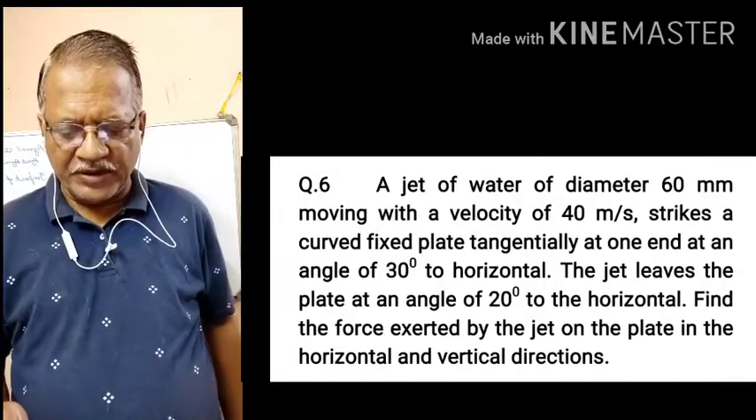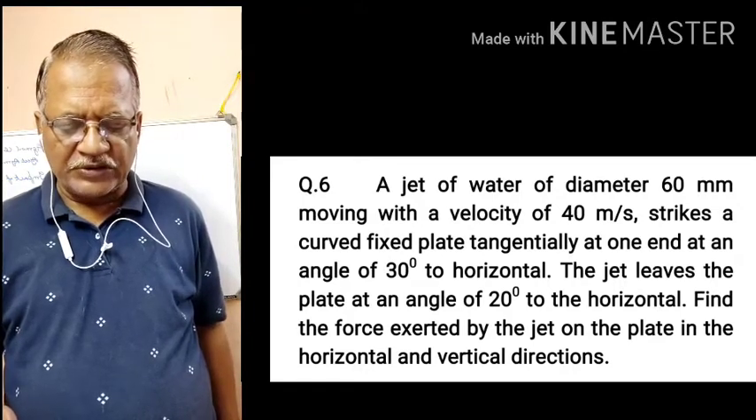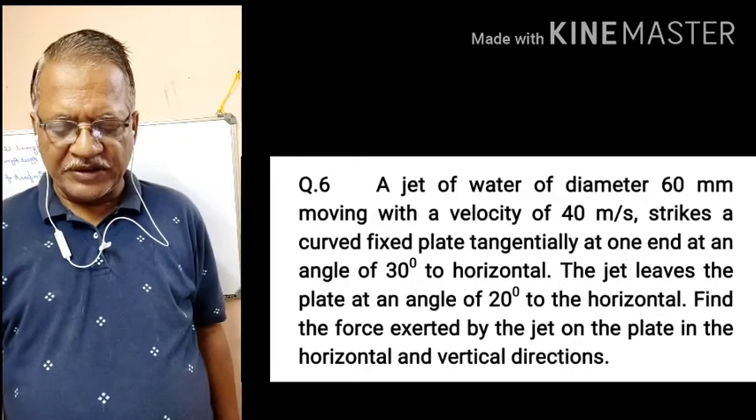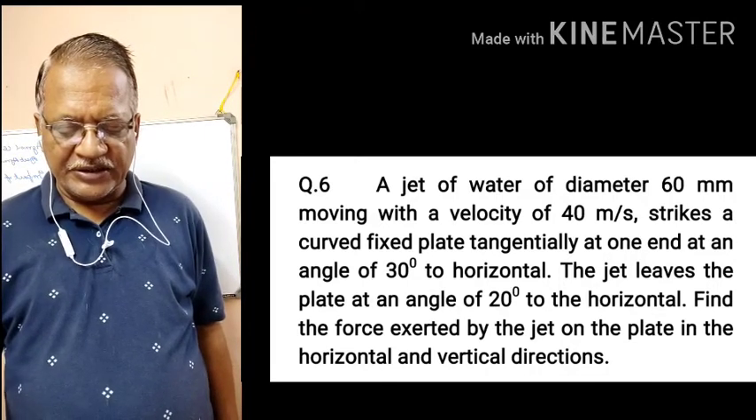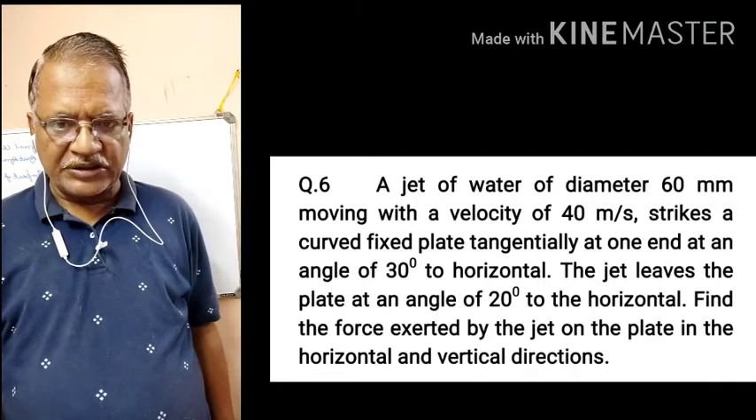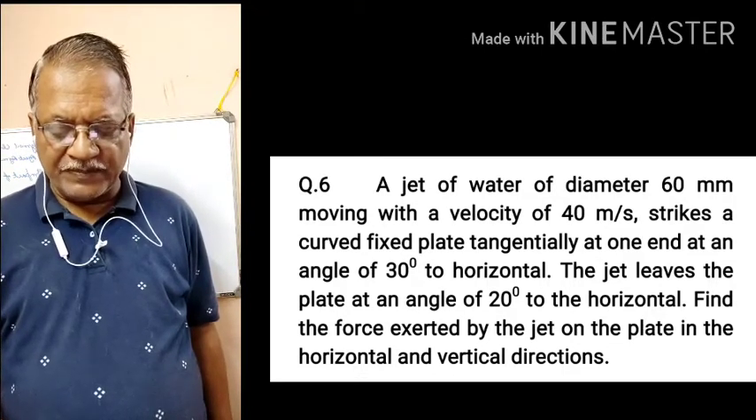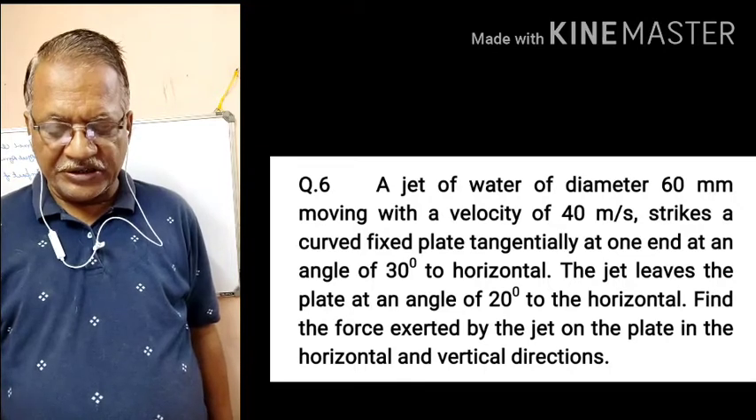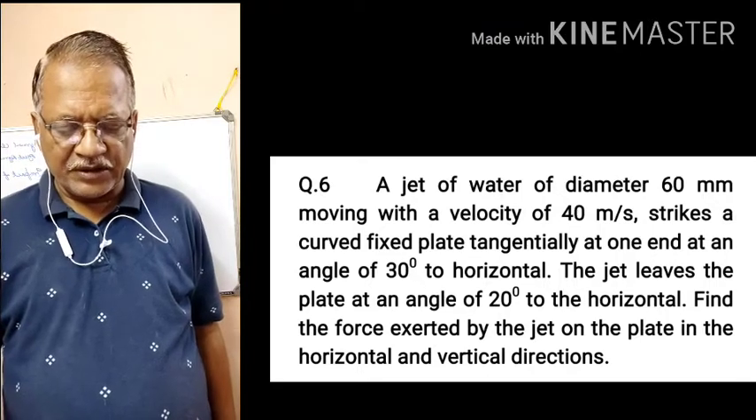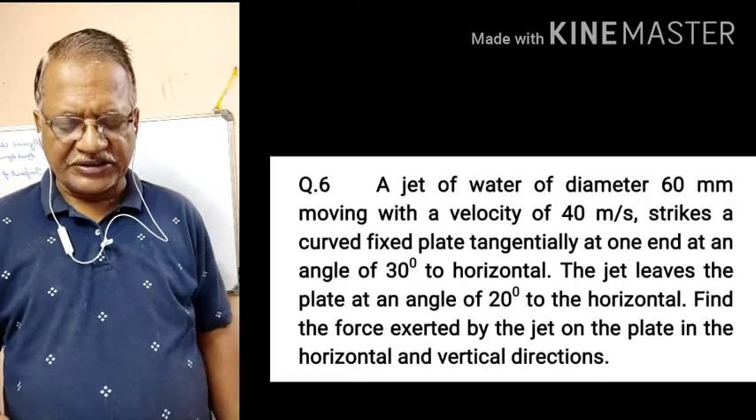Question number 6. A jet of water of diameter 60 mm moving with a velocity of 40 meter per second strikes a curved fixed plate tangentially at one end and at an angle of 30 degree to horizontal. The jet leaves the plate at an angle of 20 degree to the horizontal. Find the force exerted by the jet on the plate in the horizontal and vertical direction.